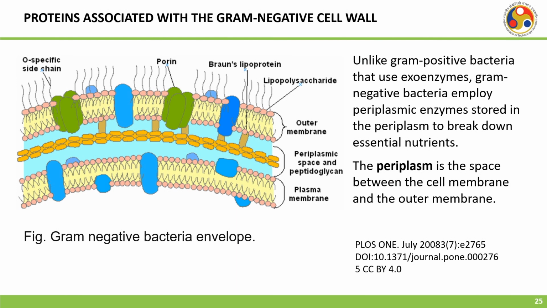What are the proteins associated with the gram-negative cell wall? Unlike gram-positive bacteria that use exoenzymes, gram-negative bacteria employ periplasmic enzymes stored in the periplasm to break down essential nutrients. The periplasm is the space between the cell membrane and the outer membrane, as you can see in this picture.